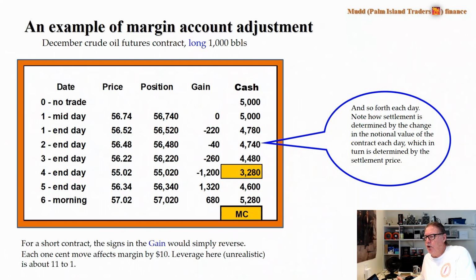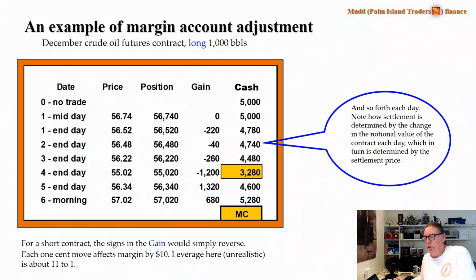Now, see what is determining settlement? This is why we went to the trouble of defining notional value. Notional value, remember, is the price of the contract at any given moment times the size of the contract, which for oil is 1,000 barrels. So this position has a notional value at the end of day 2 of $56,480 because the price is $56.48. Now that is a $40 loss compared to the end of the day before, $56.52 to $56.48, and so the cash balance is settled down from $4,780 to $4,740.